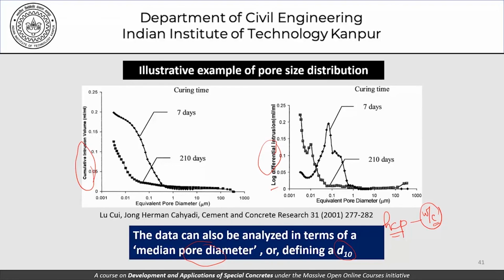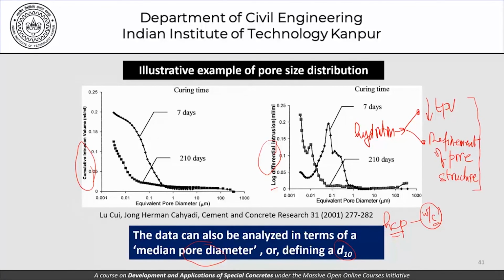Let me conclude by saying that hydration as a process leads to two things. One is a reduction in the total pore volume, and the other is a refinement of the pore structure. We'll probably spend some more time in some other class explaining these two, but I'm sure a lot of you actually understand what these two things mean. And with that, I'm coming to an end of the discussion today.